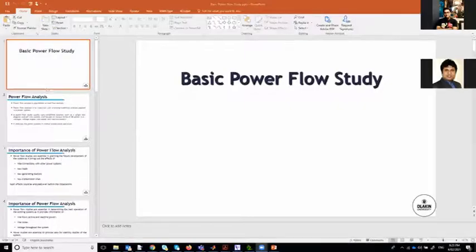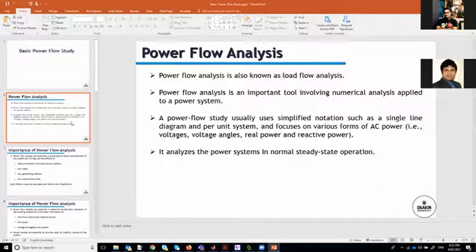Important to do the analysis, power system analysis.